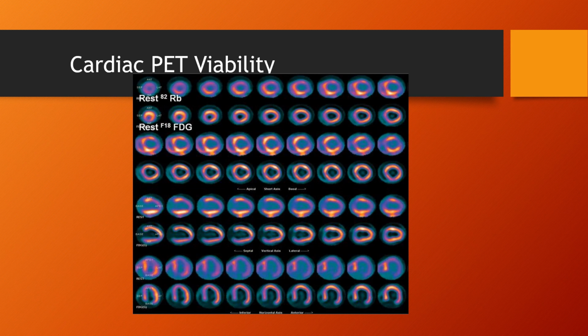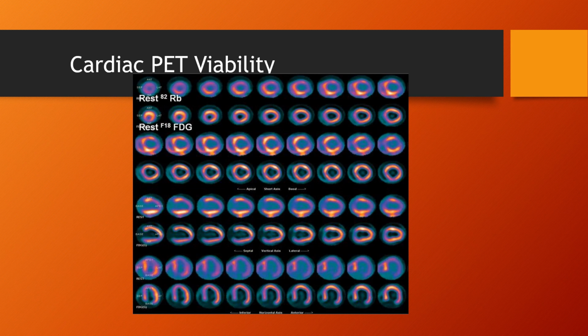This is another example of viability, and you see that in the resting, the anterior septal, anterior and lateral walls are showing a defect, but when you do the FDG viability, you see that that's actually filling in. Now, I want to point out something to you guys. If you see the inferior septal wall is perfused really well on the rubidium, but when you look at the FDG scan, it almost looks like it's not.